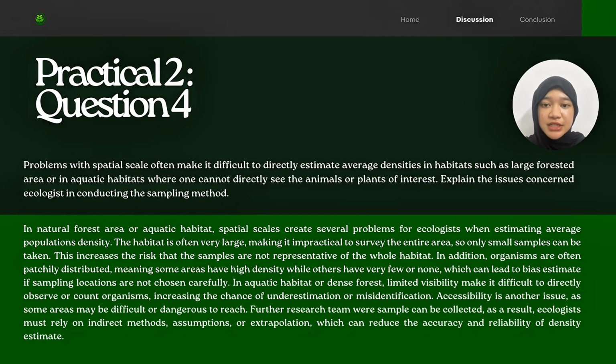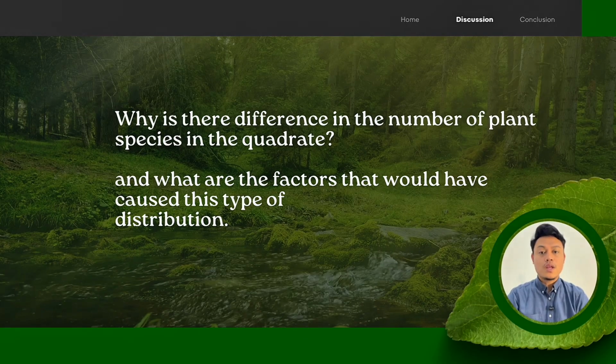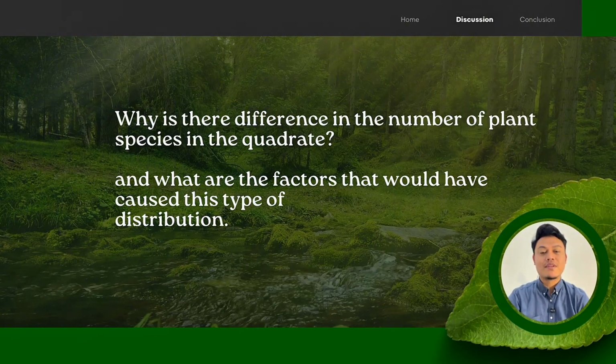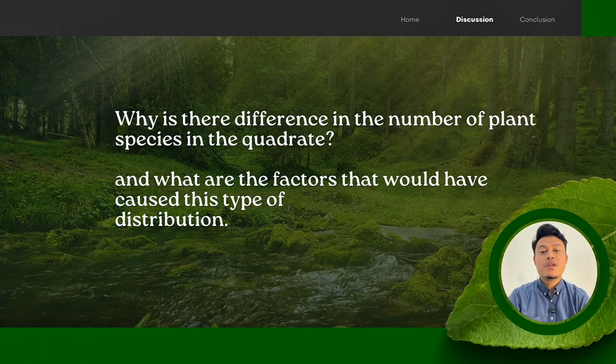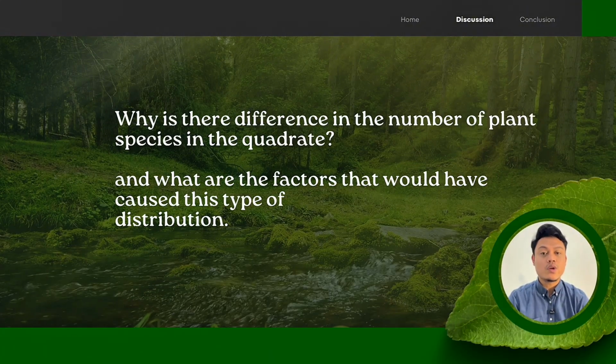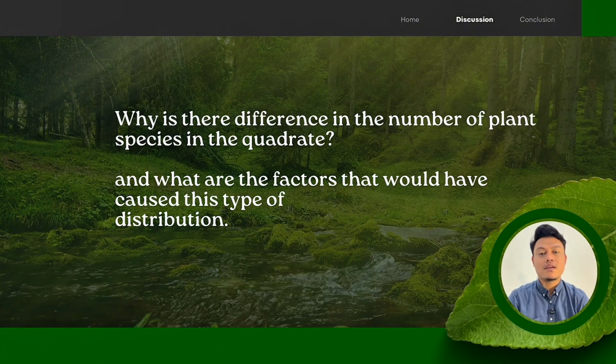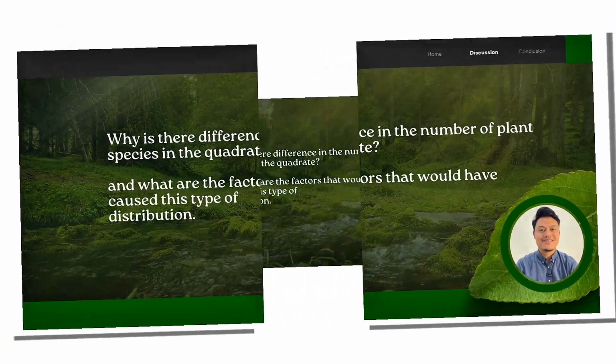Today I'm going to answer question number 5. Why are there so many different plant species in one quadrat, and what are the factors affecting the distribution?